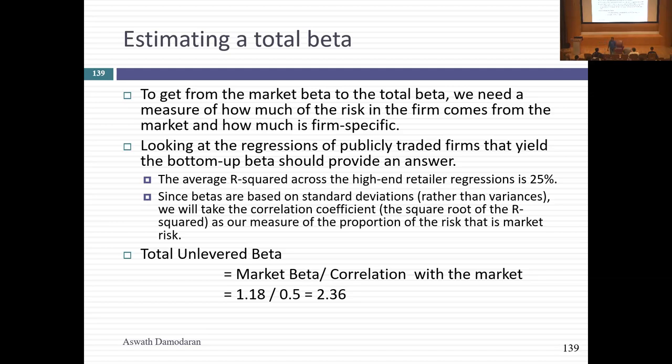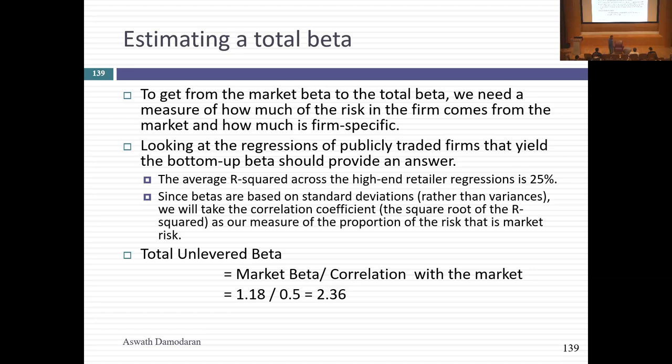What does 1 minus the R squared then tell me? How much of the risk in that company is not explained by the market? In other words, every regression you run tells you how much of the risk in your company comes from the market and how much is company specific. We don't usually use it because we're looking at publicly traded companies. We ignore that. Here, I'm going to bring it into play. In addition to looking up the betas, I also looked at the average R squared across these high-end retailers. The average R squared was 25%.